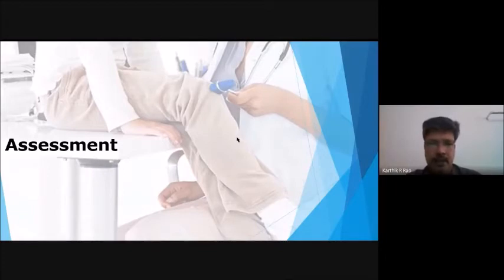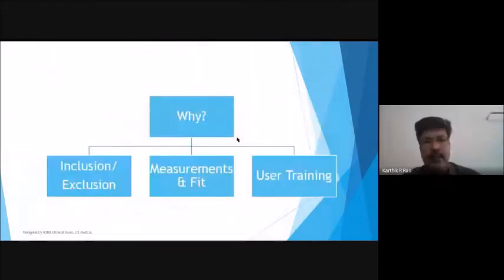Because we are in different locations, it would be difficult to combine a presentation as well as a demo at the same time. So let me take you through the form first, and then we will do the practical aspect later. The first thing that we're looking at: why do we need to do the assessment?